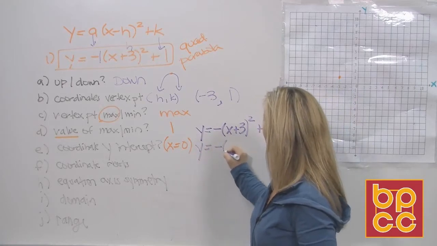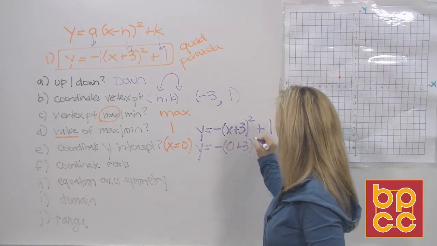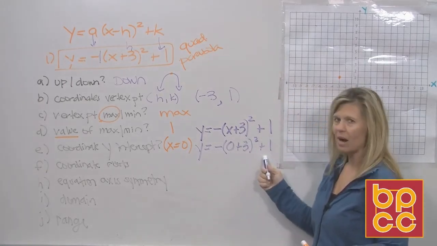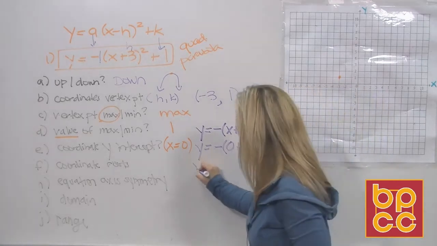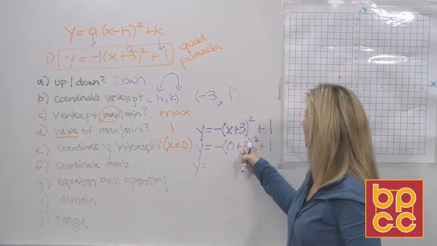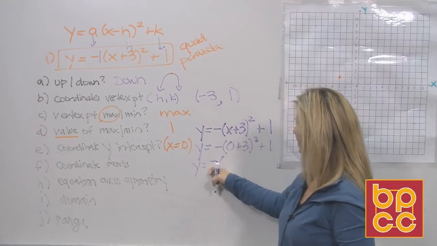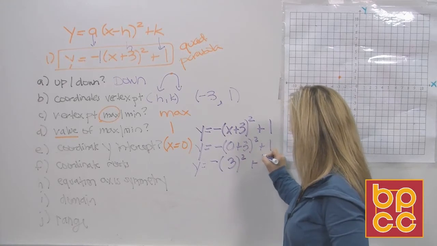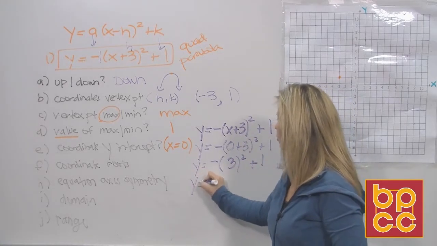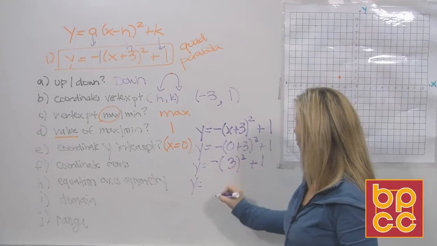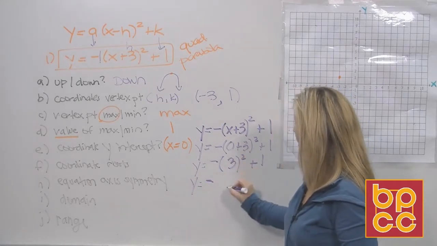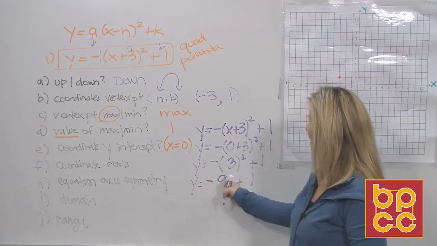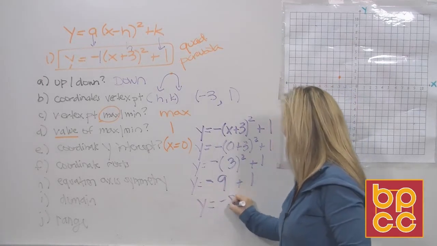Y equals negative (0 plus 3) squared plus 1. Guys, there's no letters on the right side. This is all numbers. We're going to follow order of operations. We're going to do what's inside parentheses first. So we're going to leave the negative. 0 plus 3 is 3, squared, plus 1. We're going to do exponents. That square belongs to the 3, so we leave the negative. 3 squared is 9. Negative 9 plus 1 is negative 8.